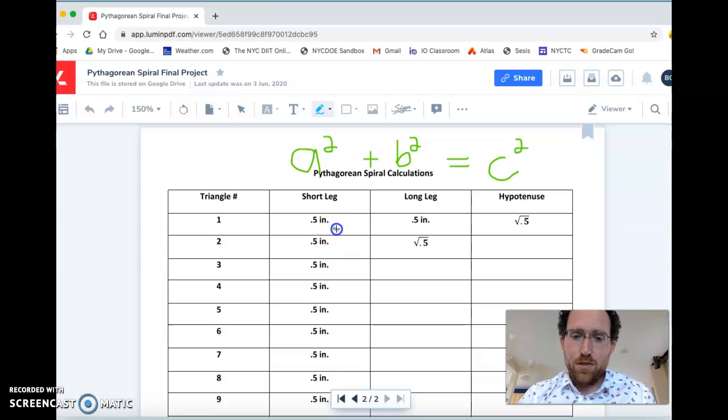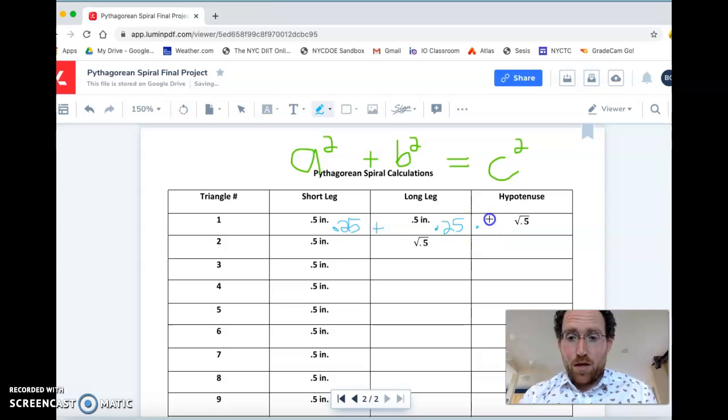All right, so 0.25, I'm going to write it here in this little box. There we go. And then it just happens that we have the same length for the leg, so I'm going to put 0.25 as well. So 0.25 plus 0.25, right? A squared plus B squared is going to get me 0.5.